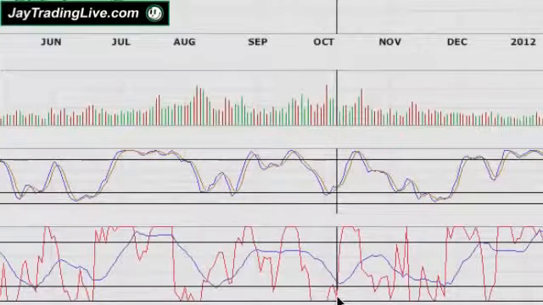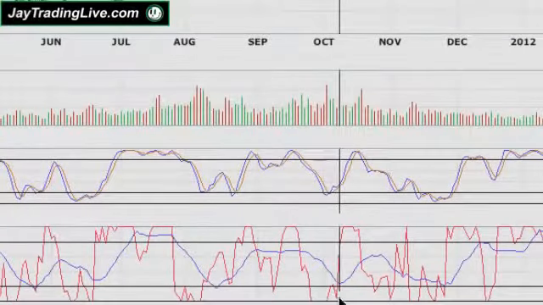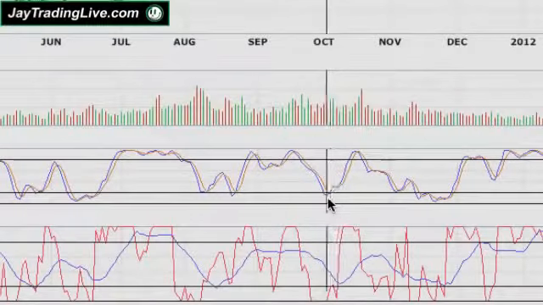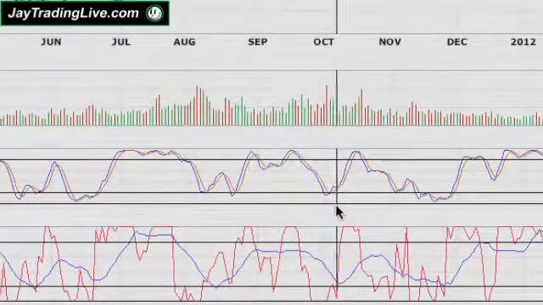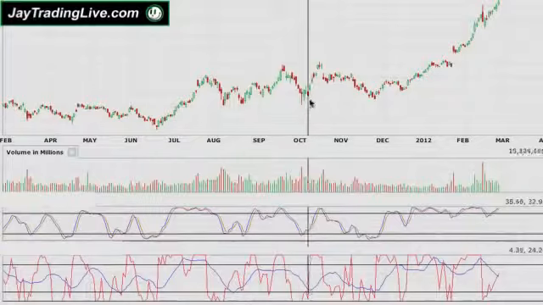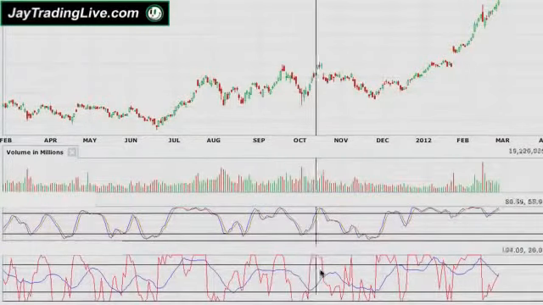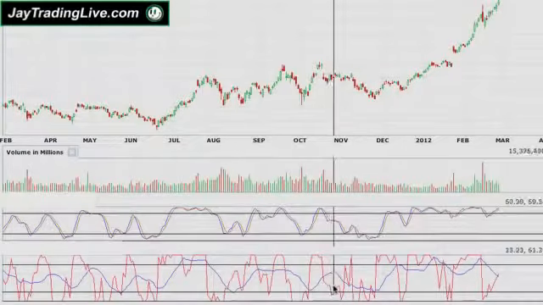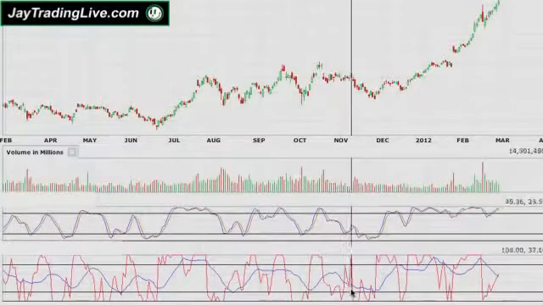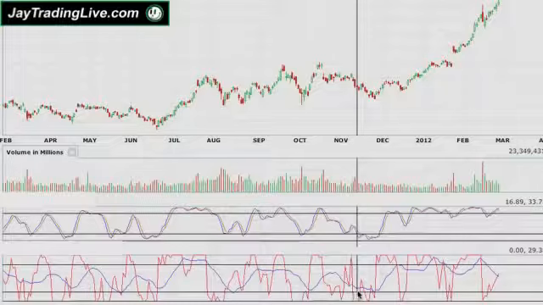Let's see if we have another. Okay, we've got a cross here, but you can see the stochastics doesn't cross at the same time. So that's going to be a non-trade, even though this was a nice move on Apple. It was not a trade that was verifiable to me. Let's move on across, and I'm not seeing anything here.